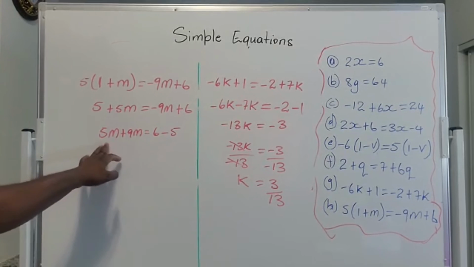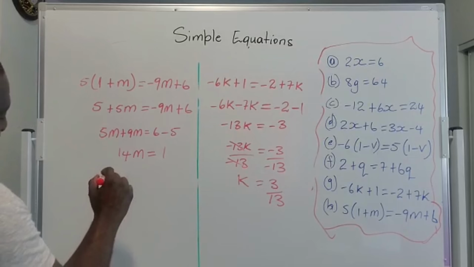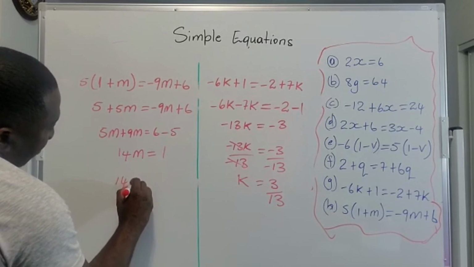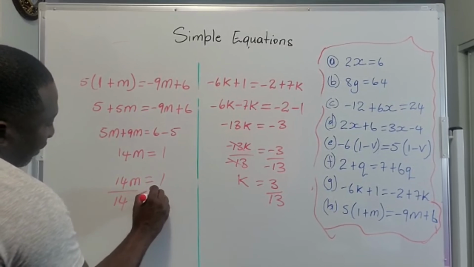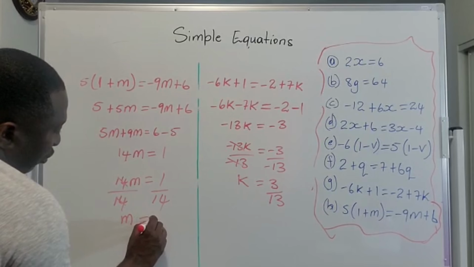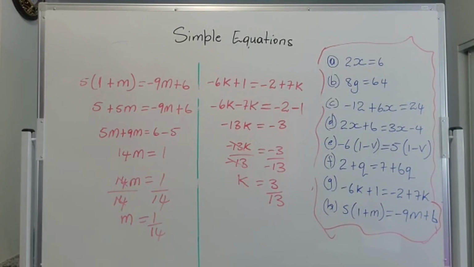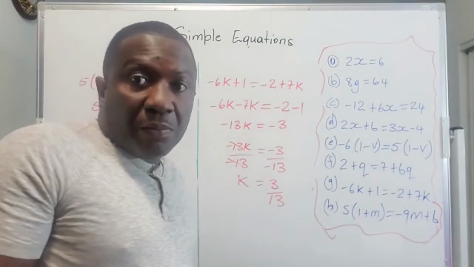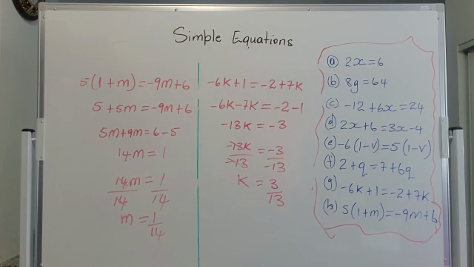Now we are adding two same signs here. So, guys, 14m is equal to 1. Divide both sides by 14. Therefore, m is equal to 1/14.